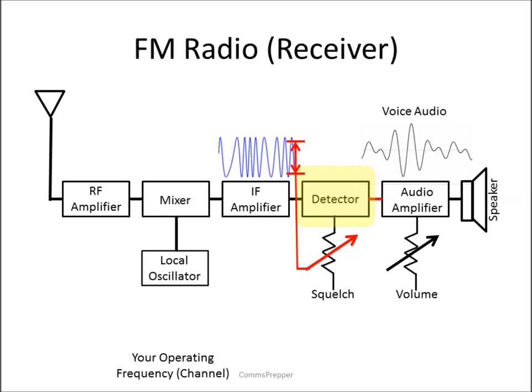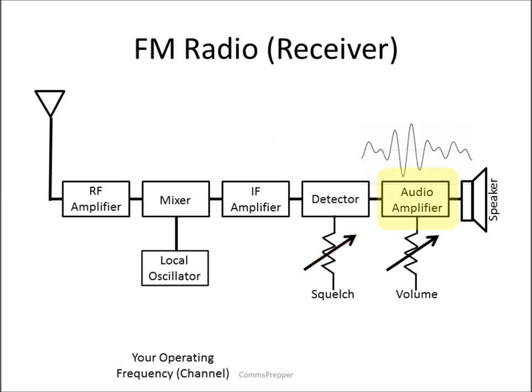So that's the function of the detector, to recover the original voice transmission and control the squelch level before it gets passed to the audio amplifier. And again, this is a simplified version. Again, you adjust your volume knob, and that adjusts the level of audio you hear at the speaker.